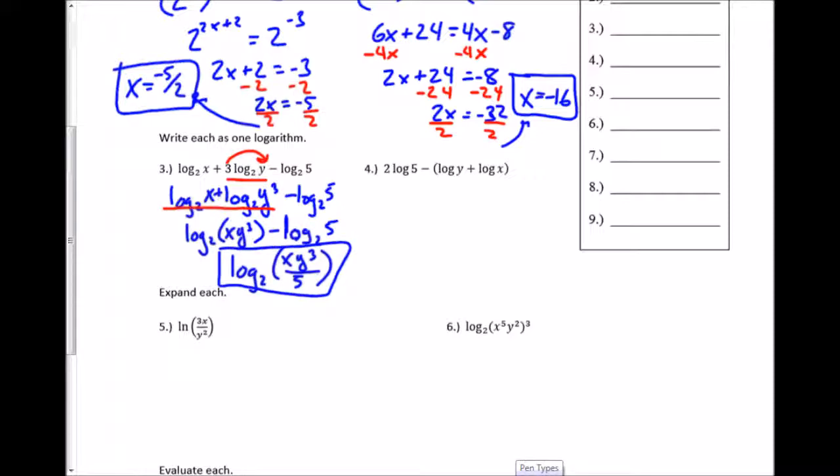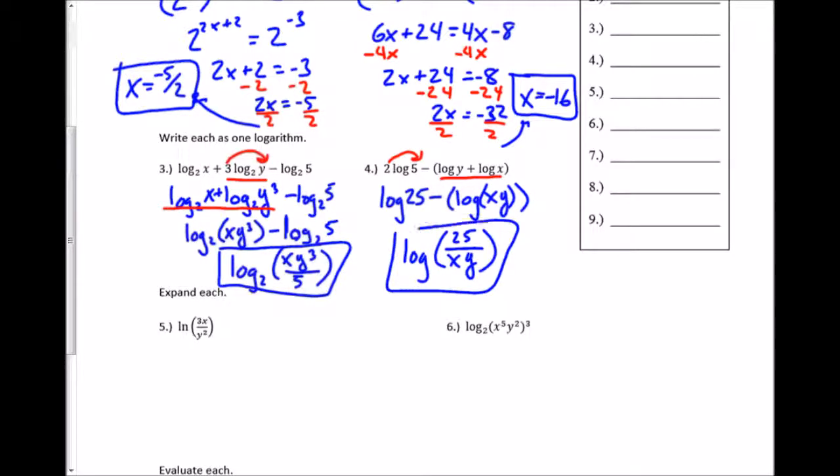In number 4, I'm doing the same thing. This time I have log base 10, or the common log. So I'm just going to rewrite it as a common log as I work through this. Again, this can come up here as an exponent. So that becomes log base 10, or common log of 5 to the second, which is 25. Minus, over here inside the parentheses, I can combine these using multiplication, so it becomes log of xy. And now I'm subtracting these two things, which I can rewrite as one logarithm of the two things being divided. So that's 25 over the xy. And that's it. Okay, I'm condensing it to one logarithm.